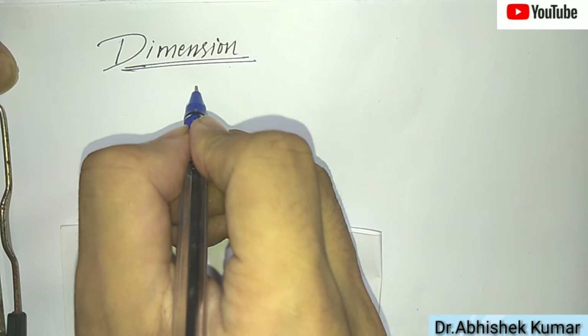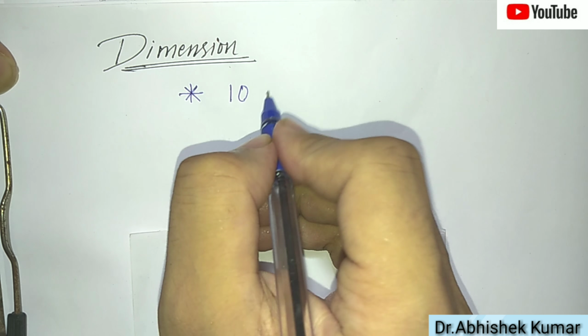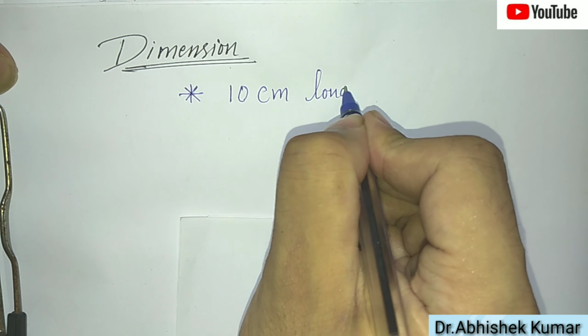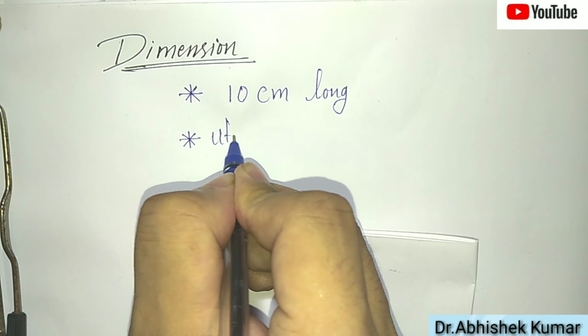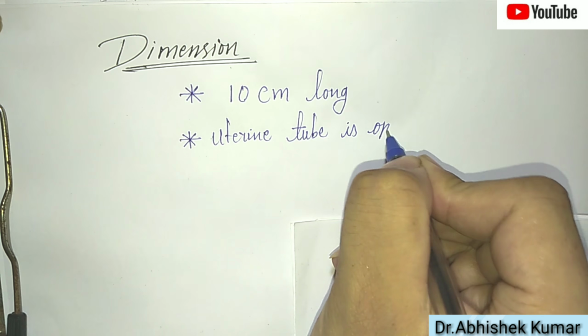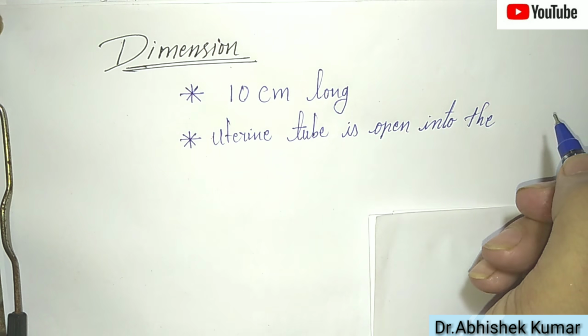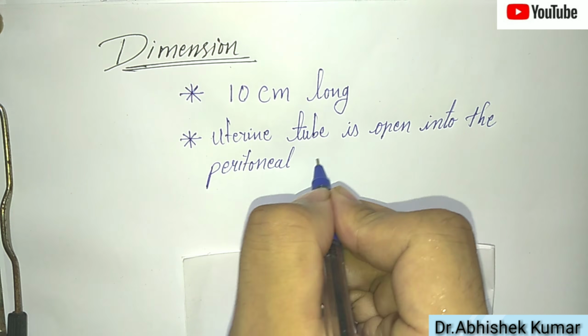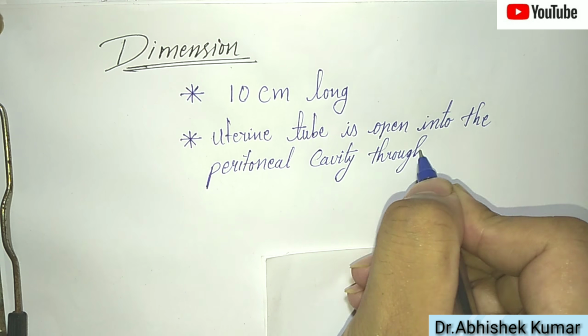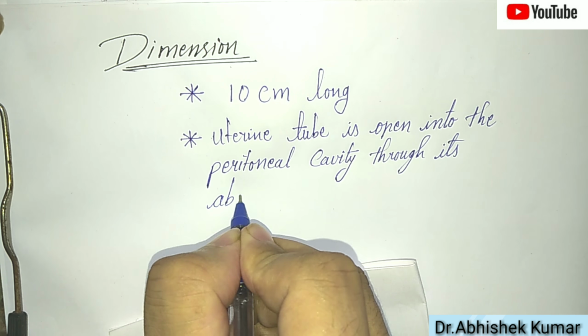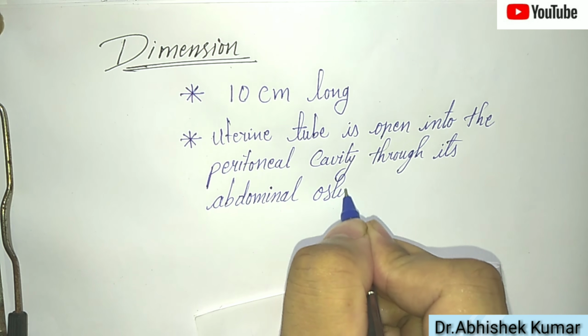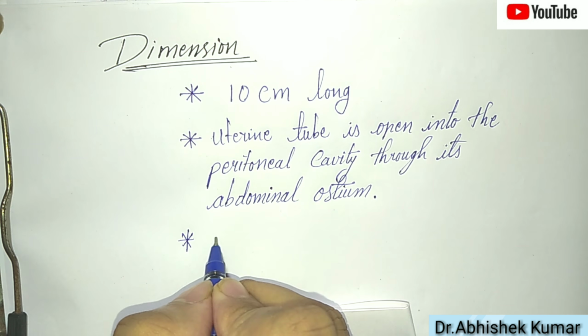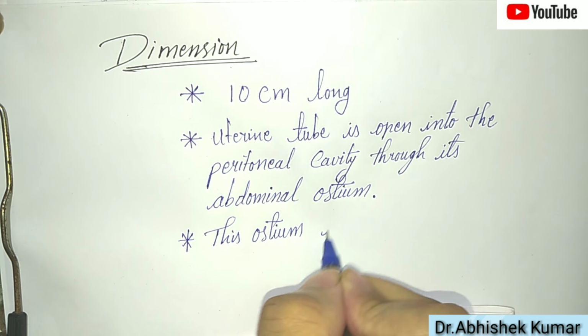Now come to dimension. In dimension we say that it is 10 centimeters long, and the uterine tube opens into the peritoneal cavity through its abdominal ostium. This ostium is about 3 mm in diameter.